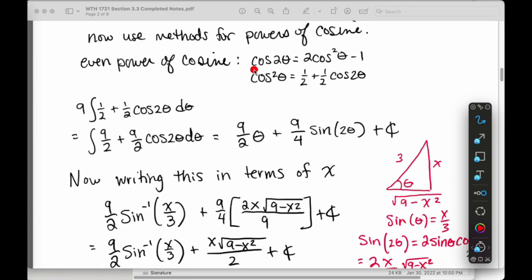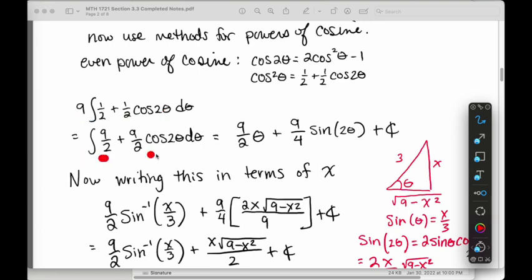So we're going to use the double angle formula for cosine, and we're going to rearrange it for the cosine squared. So we can substitute this in for cosine squared. So here was my cosine squared, and I'm substituting the 1/2 plus 1/2 cosine 2 theta, d theta. I still have this 9 out here. That was my a squared. I'm going to distribute that 9.